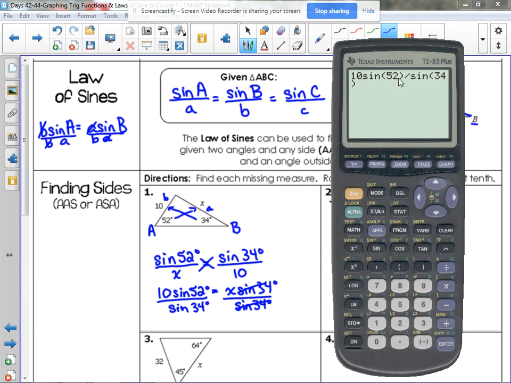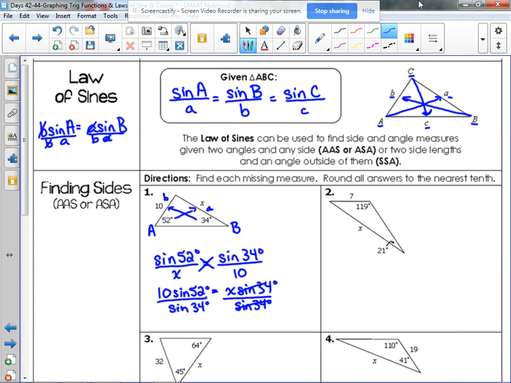So 10 sine of 52, you gotta make sure you close your parentheses before you divide by the sine of 34. And they say to round to the nearest tenth, so that would give us 14.1. X is equal to, well, we'll say approximately. We had to round, so technically that's an approximation.